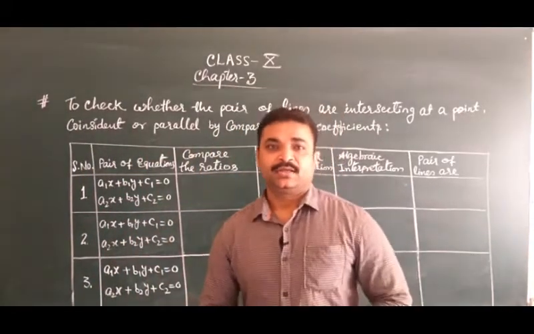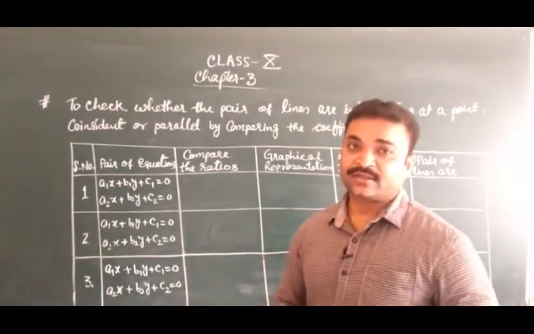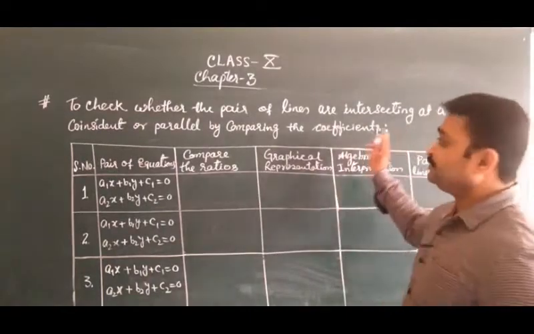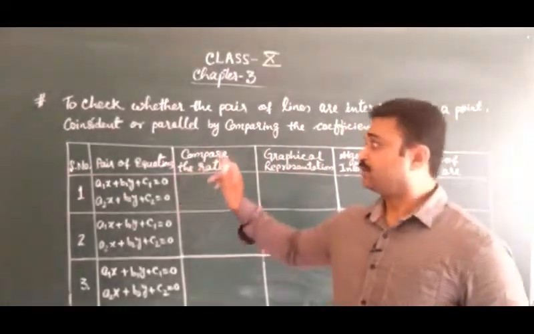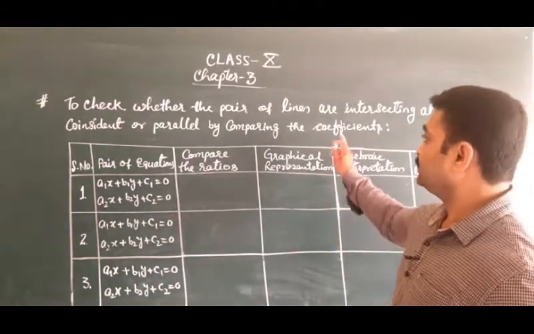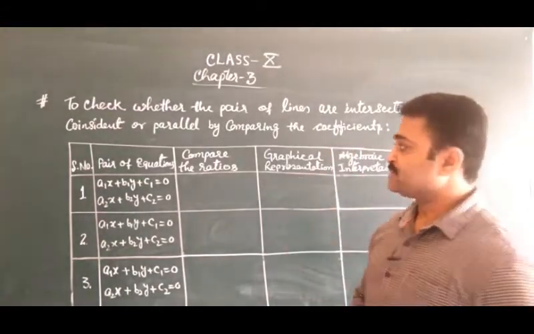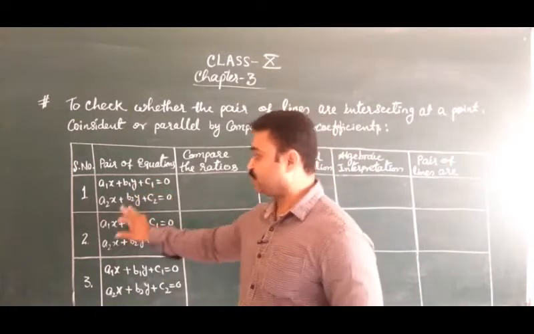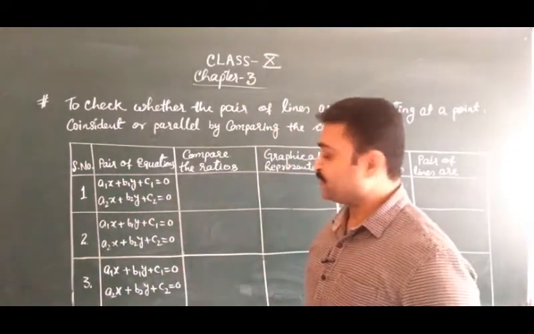Students, here we are going to check whether the given lines are intersecting at a point, or coincident, or parallel by comparing their coefficients. Suppose we have two lines, a1x + b1y + c1 = 0 and a2x + b2y + c2 = 0.